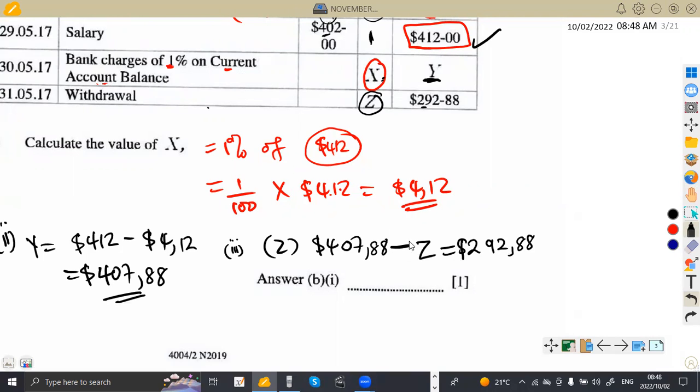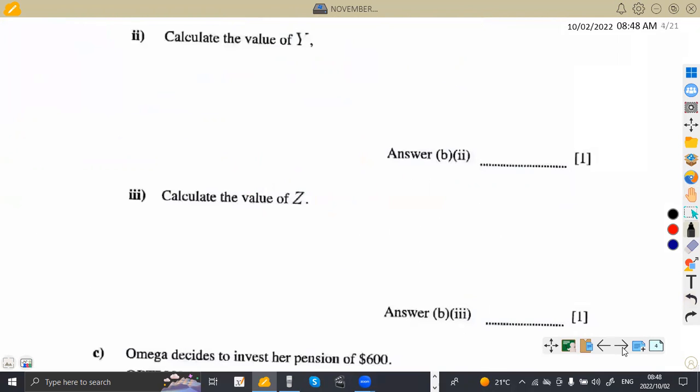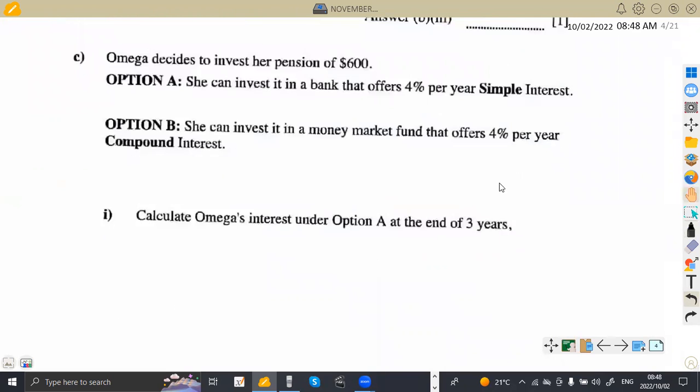So how much did we withdraw here, which is Z? So Z is going to be 407.88 minus 292.88. This will be your Z, because you're going to transpose to this side. So this is the amount that corresponds with the Z. That was direct, so it's going to be $115. So that was your Z. In this case, guys, you just subtract direct on your calculator. Then let us see the other part.